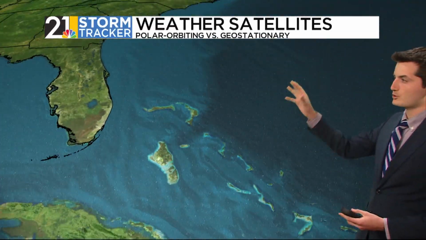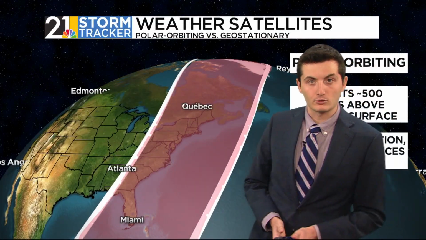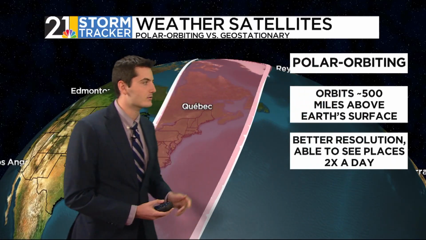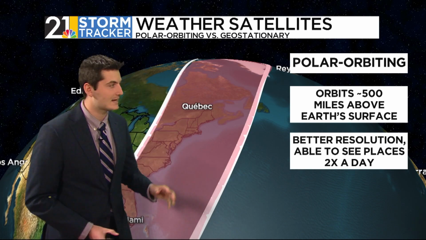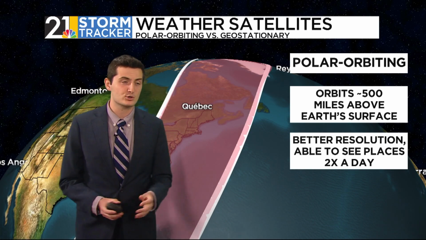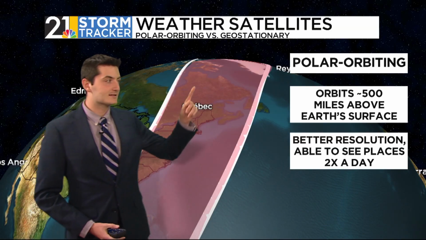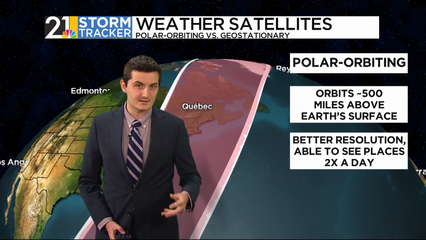The first one is polar orbiting, and sort of like what you're seeing on your screen now, that's the orbit that it takes around the globe. They go pretty low off the ground, just 500 miles, and the trade-off from that low area is that they have a very good resolution. It's very easy to pick up little minute features based on the weather story. The reason they're called polar orbiting is because they orbit those poles twice a day.